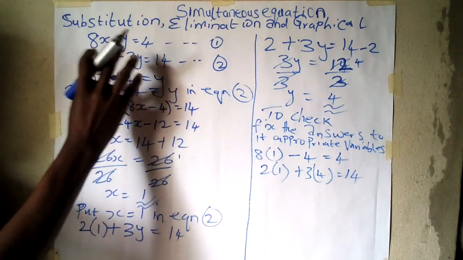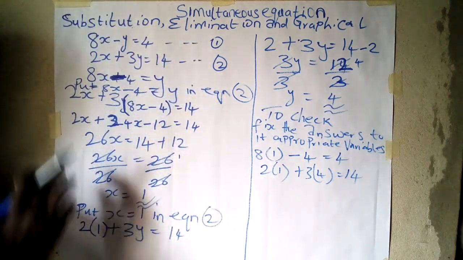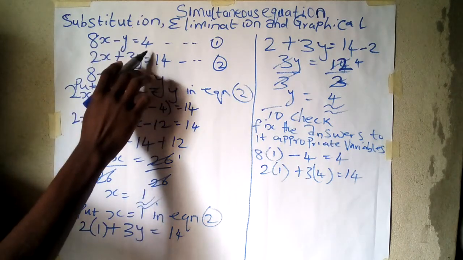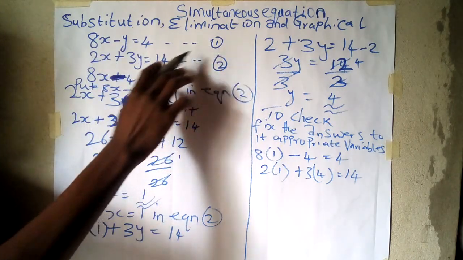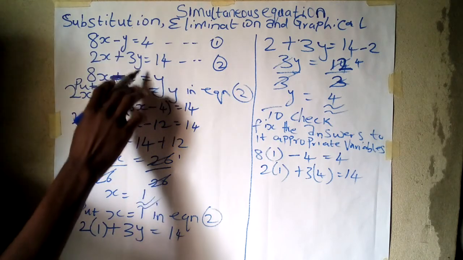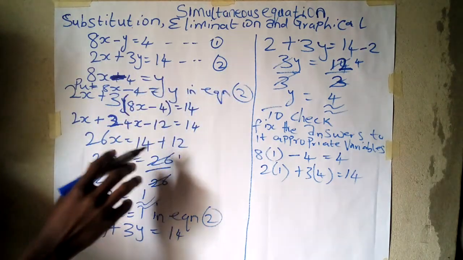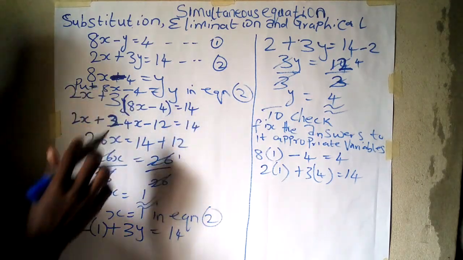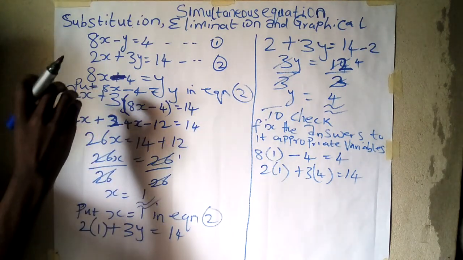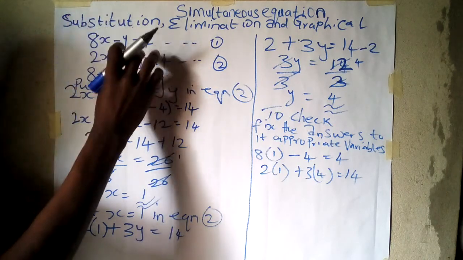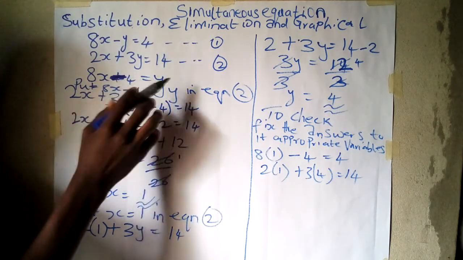Now, let's focus on this example. We have here 8x minus y is equal to 4, which is equation 1. 2x plus 3y is equal to 14, which is equation 2. Now, after that, what do you do next? We make y the subject of the formula, just like what we did here.